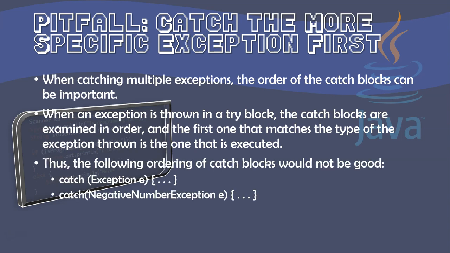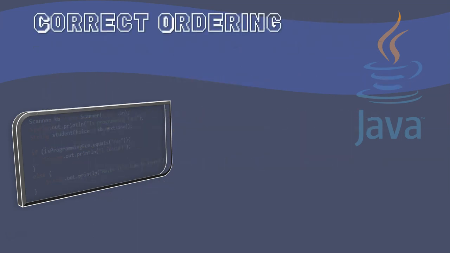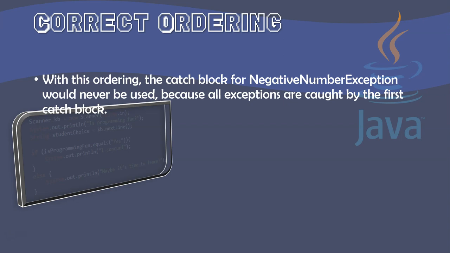Thus, the following ordering of catch blocks wouldn't be so good. If I say catch Exception e, then catch NegativeNumberException e, you'll notice that Exception e is the general exception class. And since that one comes first, it's going to handle the exception first, and I'm not going to get that more specific information that I might have wanted from the second exception. So we have to use correct ordering here. With that ordering, the catch block for the negative number exception would never be used, because, remember, all exceptions are caught by that first catch block, Exception e, which is the general exception. It's going to take those in and handle them.